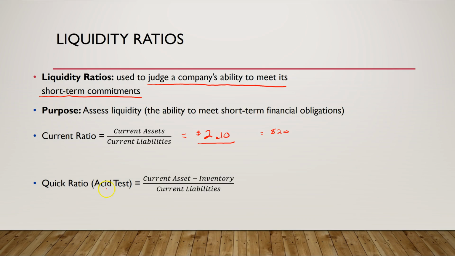The second one we can see here is the quick ratio, and simply this is exactly the same as the current ratio, but now we subtract inventory from the numerator, the current asset portion. Why are we going to remove this inventory? Because inventory may not be as liquid as some other current assets. It may be hard to convert that inventory into cash very quickly. So the quick ratio is usually a more conservative test of the company's ability to meet its current obligations.